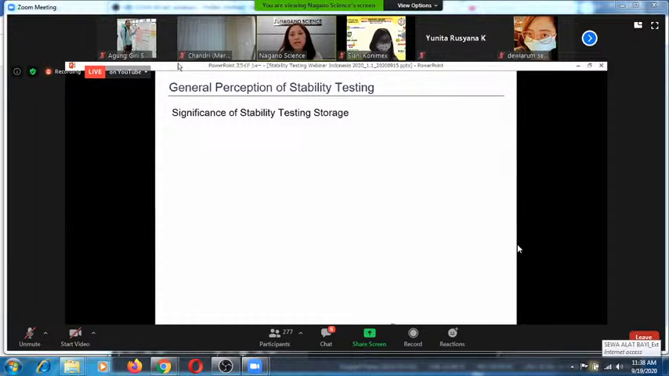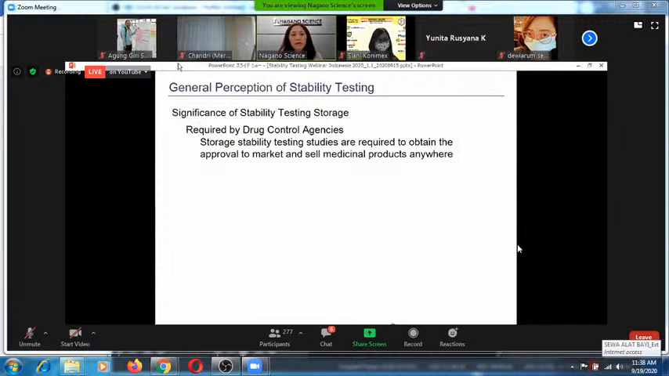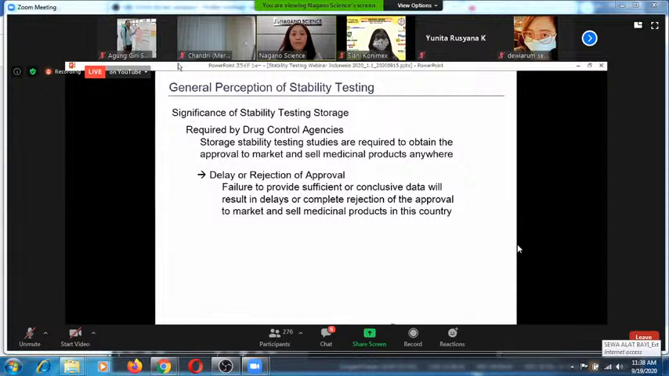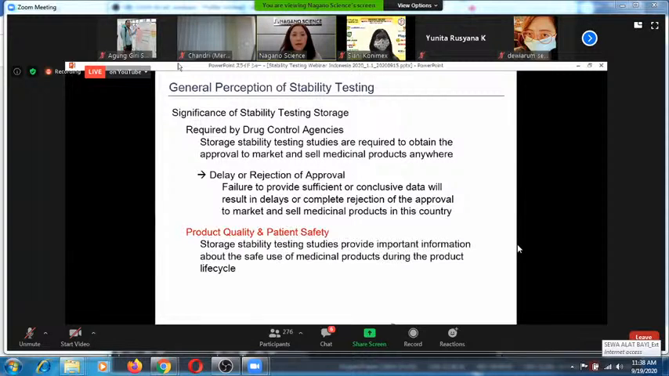But the significance of stability testing, as probably many of you are aware, is that it is required by drug control agencies. Storage stability testing studies are required to obtain approval to market and sell medicinal products anywhere. If the stability testing fails, your marketing of the products will be delayed, which could cause a business impact. And of course, you have to consider product quality and patient safety. Storage stability testing studies provide important information about the safe use of medicinal products during the product life cycle.